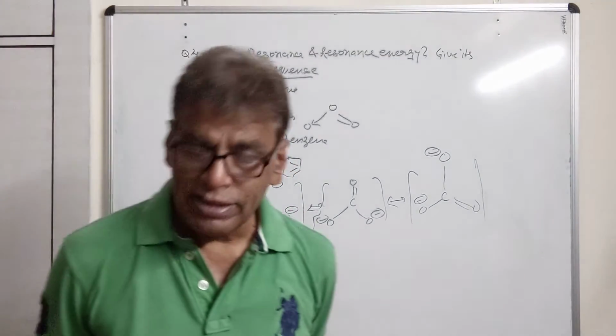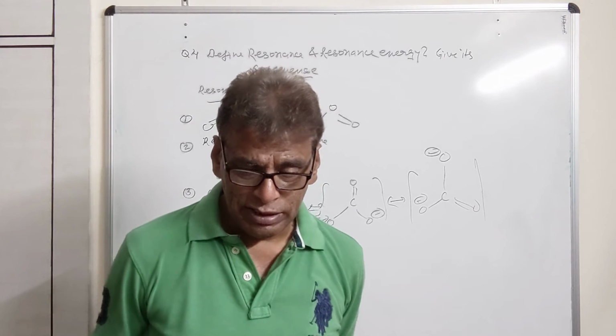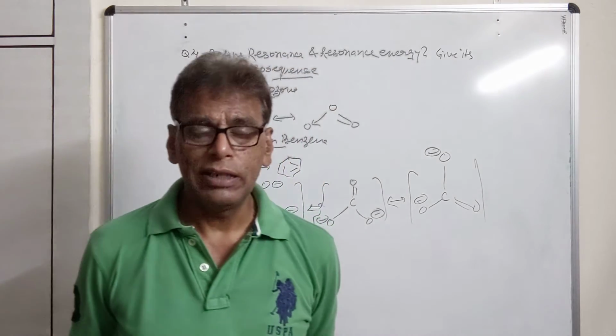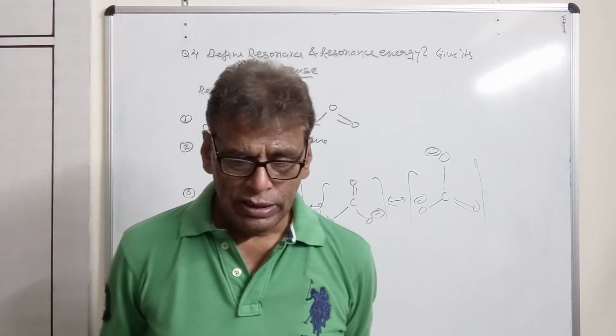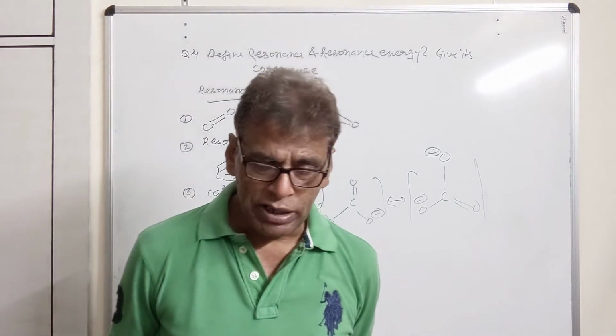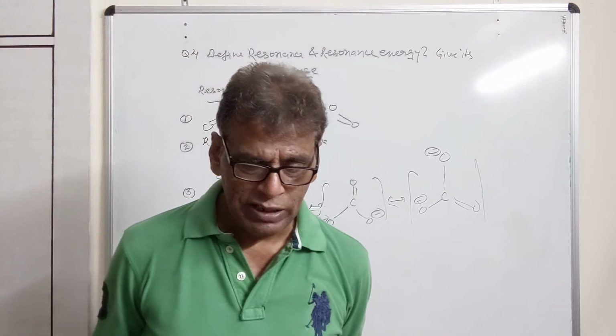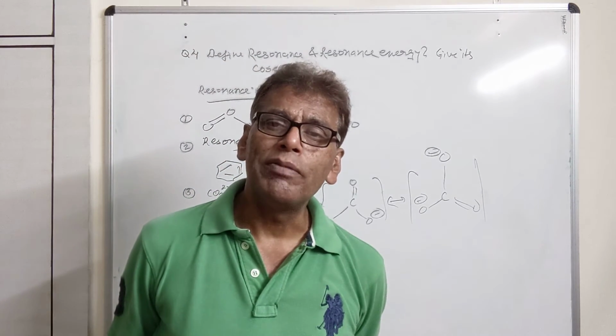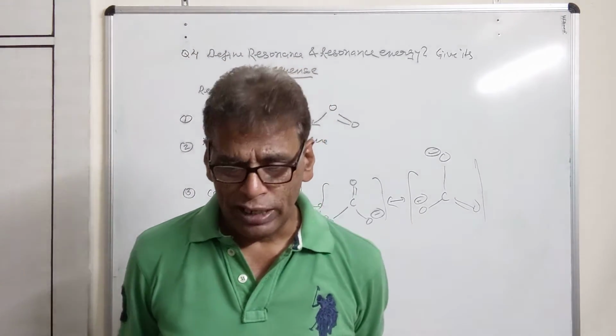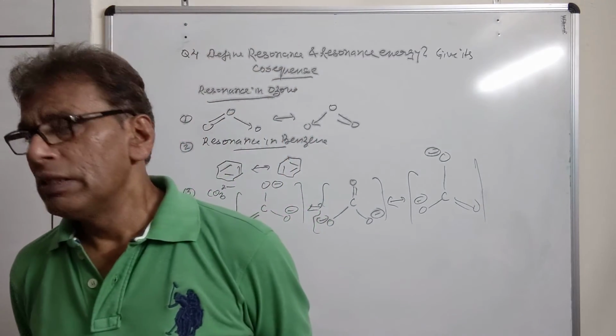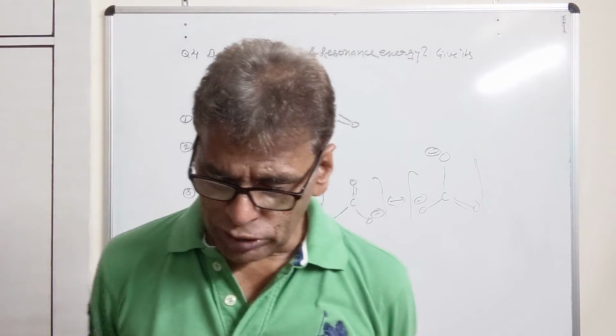And what are the conditions for resonating structures? All structures should possess similar positions of the atoms. They should have the same number of unpaired electrons in all the structures. They should have nearly the same energy, and negative charge should remain on the more electronegative atom, while positive charge should remain on the electropositive atom.